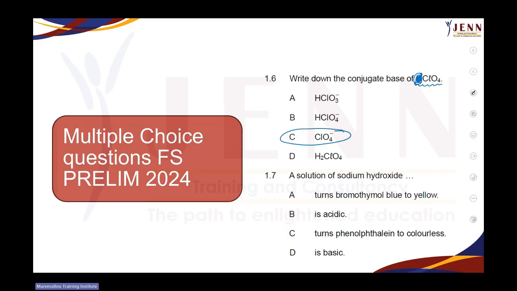A solution of sodium hydroxide. You go through the options. The first option says turns bromothymol blue yellow. The second one says it's acidic. This one is out. It's sodium hydroxide, so it's not an acid. So B is out. Turns phenolphthalein colorless? We don't know yet. But what we do know is that it is basic.